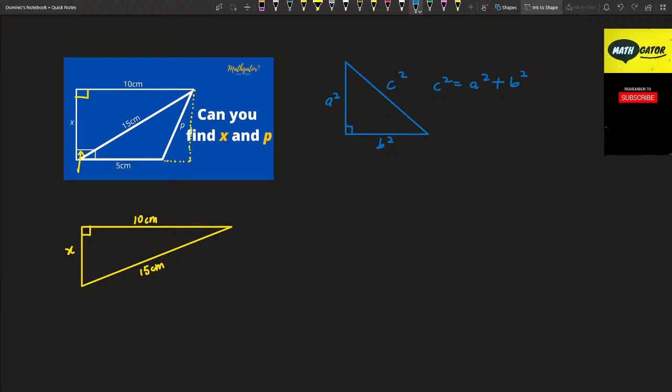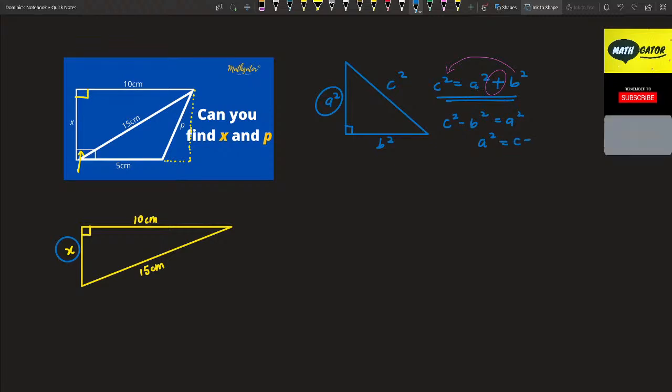Having this, it is the a that we want, because if I flip this over, the a is the same as x. So let's make a the subject of the formula. The b squared is adding over here, so it goes to the other side to subtract: c squared minus b squared equals a squared. So a squared equals c squared minus b squared.